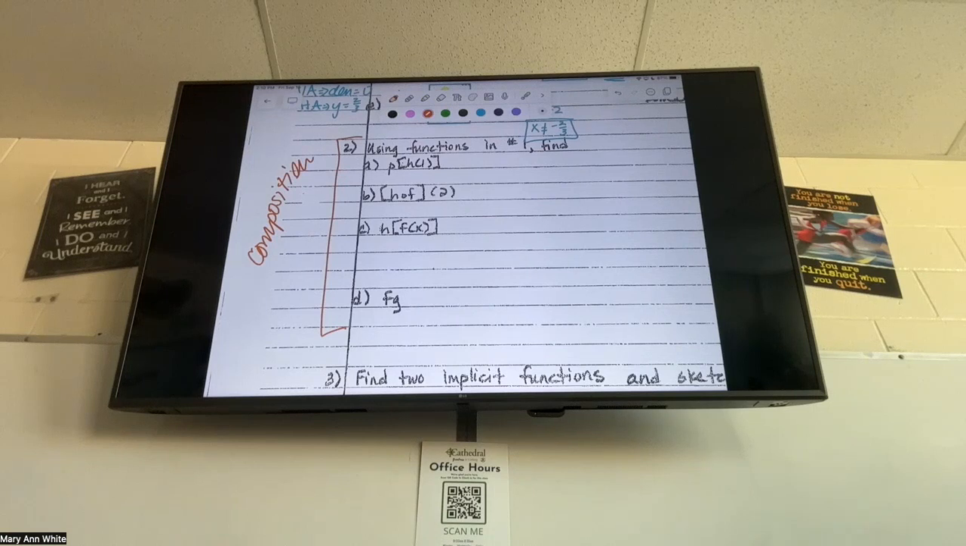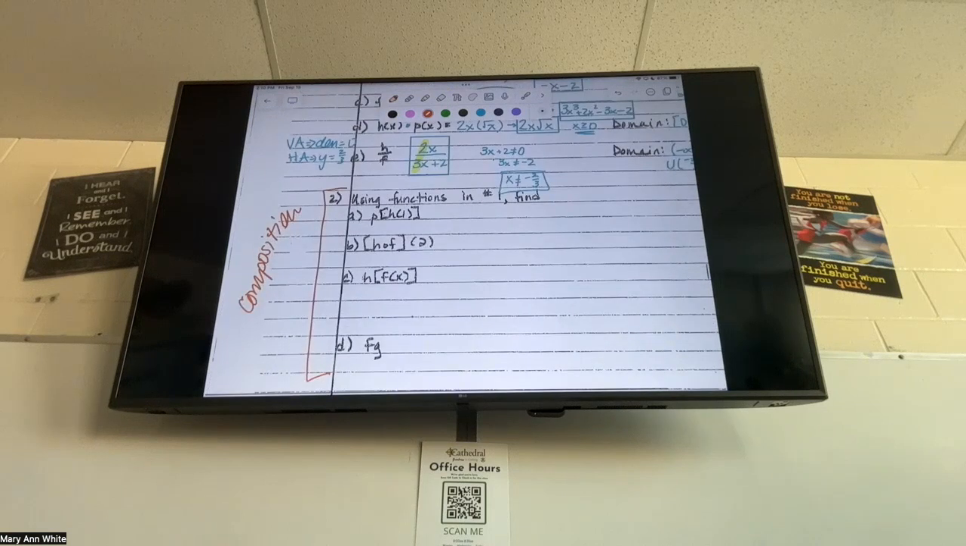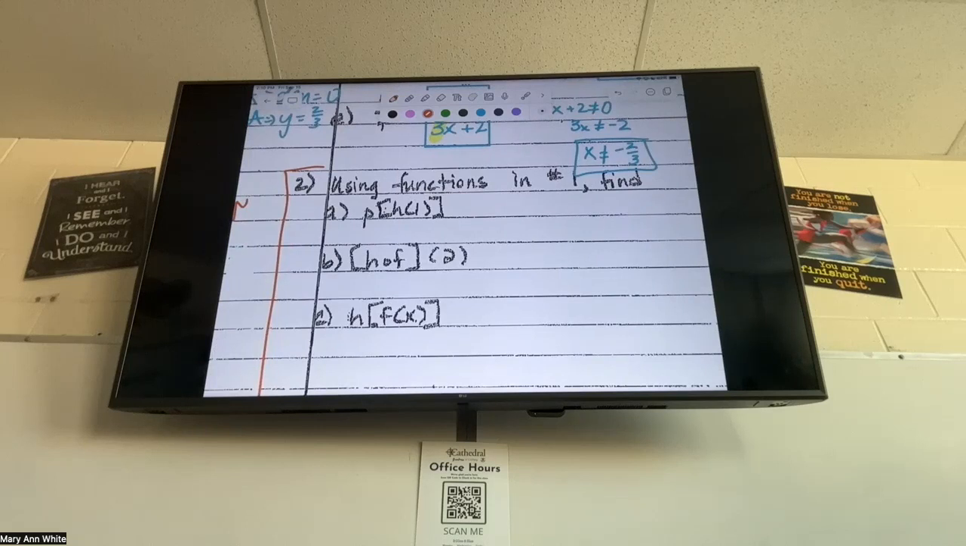Essentially, we're taking one function and putting it into the other function at X. Does composition sound like something you've done before? Yeah, okay. I could also go over it slowly, but I'm hoping it's something that we've seen before. So this first one says P of H of 1. So P is my outside function. That means H is gonna go inside of P. So H is inside of that bracket, so H is gonna go inside of P.